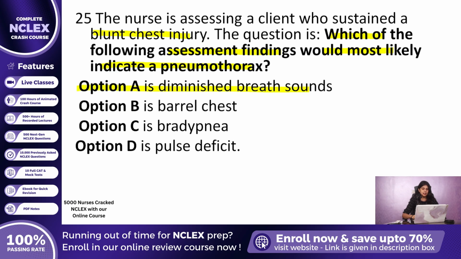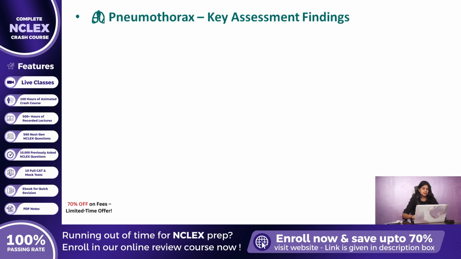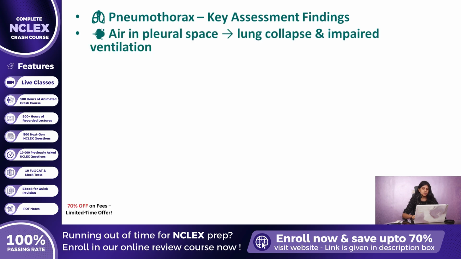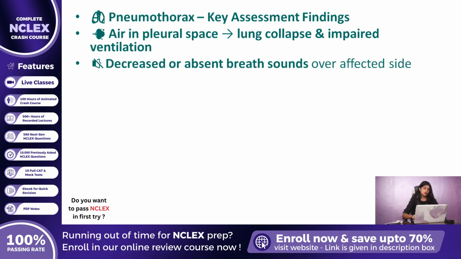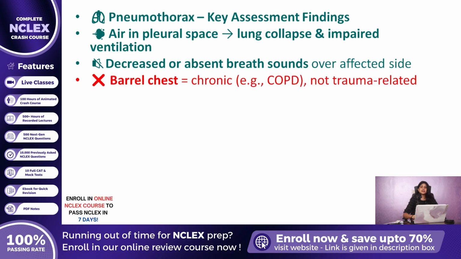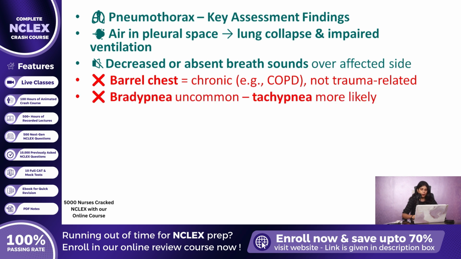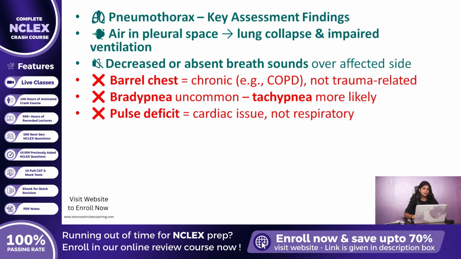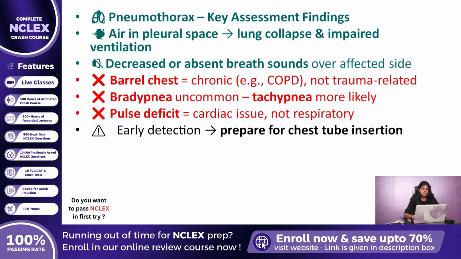Here is the rationale. A pneumothorax occurs when air leaks into the pleural space, leading to lung collapse and impaired ventilation. This results in decreased or absent breath sounds over the affected area. A barrel chest is a chronic finding seen in conditions like chronic obstructive pulmonary disease, not acute trauma. Bradypnea is uncommon in pneumothorax, where rapid breathing is more likely. Pulse deficit relates to cardiac rhythm, not respiratory issues. Prompt recognition of diminished breath sounds helps ensure early intervention and preparation for procedures, such as chest tube insertion.